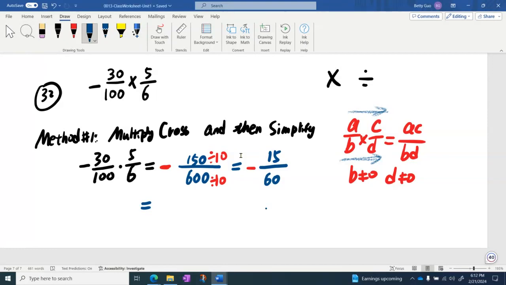Yeah, 15, exactly. I hope you still remember the first special case when finding GCF. If we have two numbers, let's say 15 and 60, and the smaller number happens to be a factor of the bigger number, the bigger number is a multiple of the smaller number, then the GCF is the smaller number.